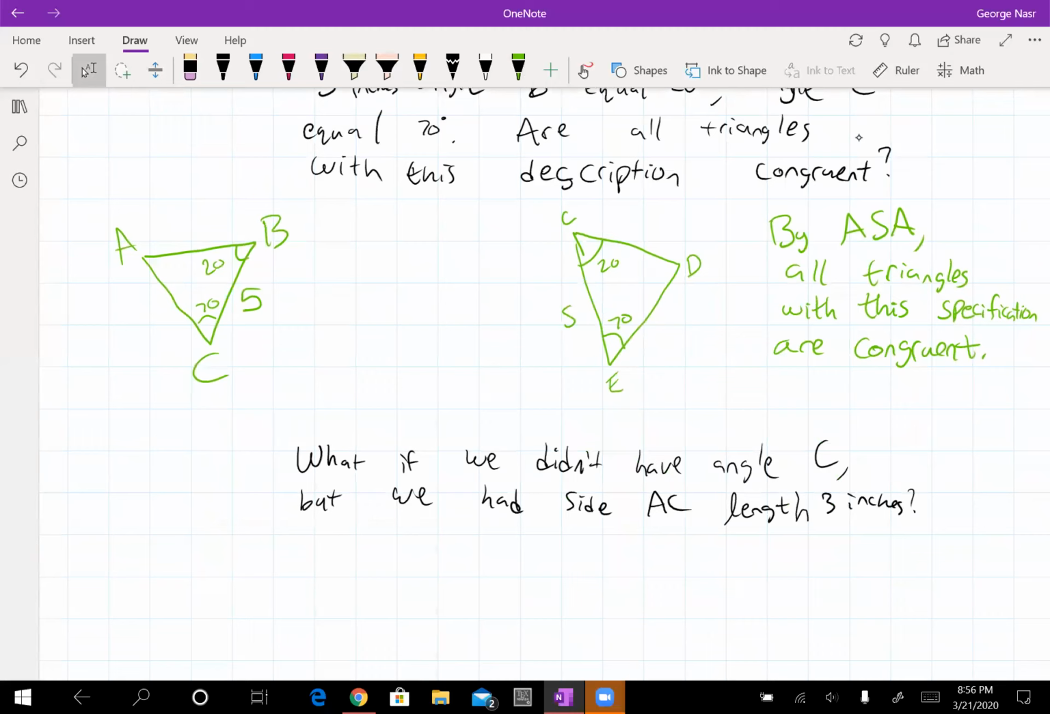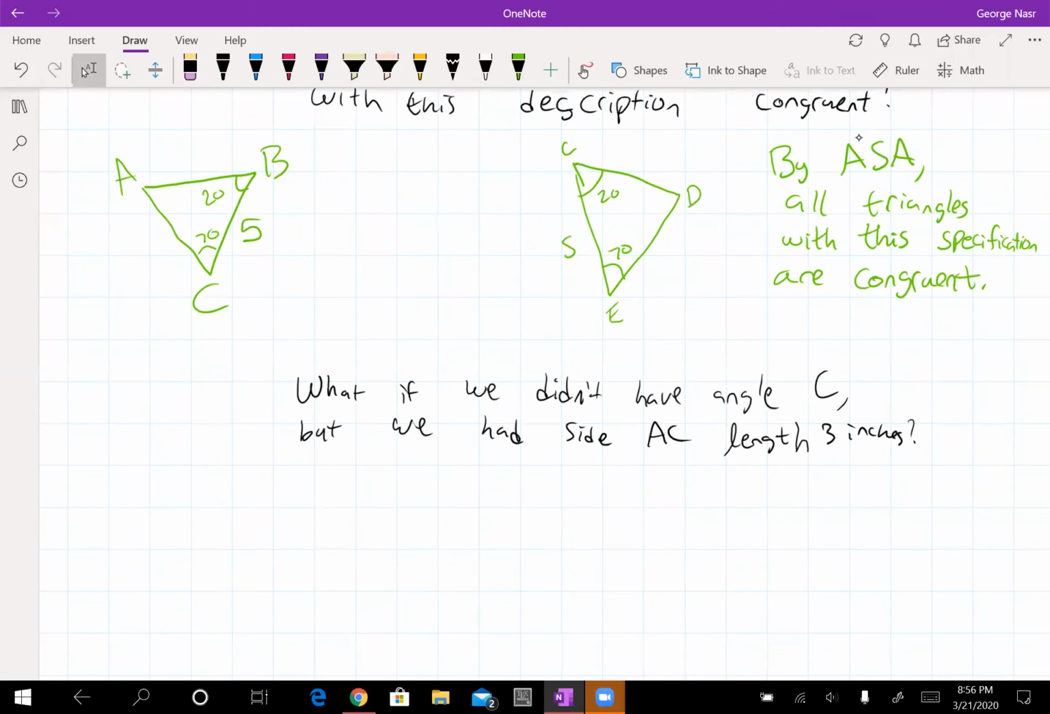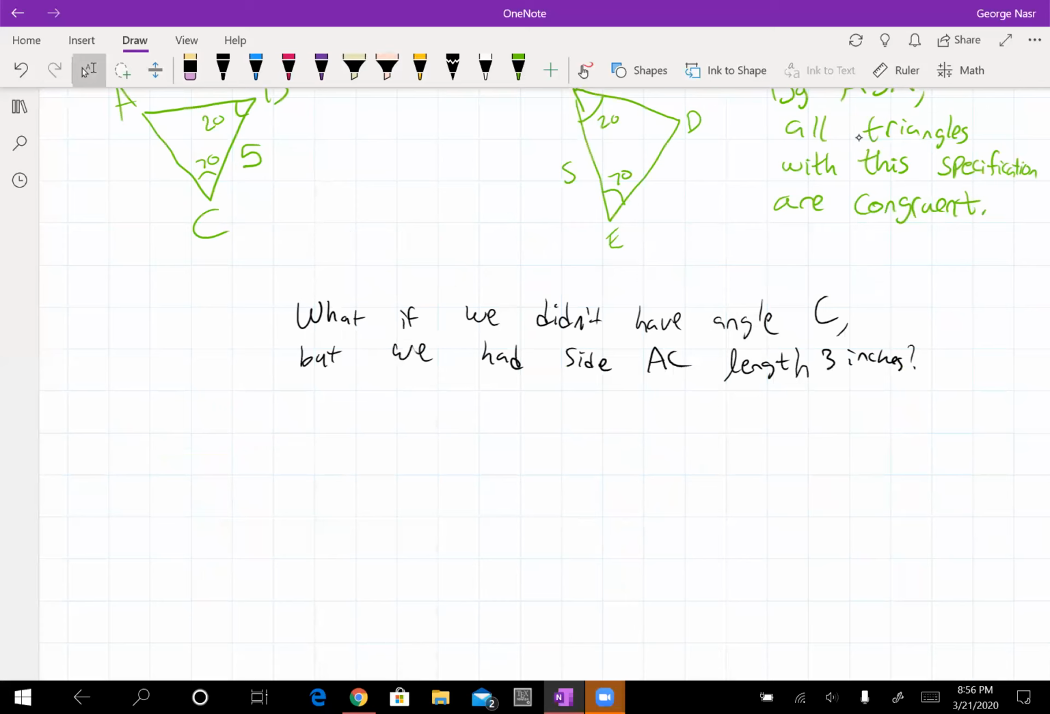All right, what if instead we didn't have angle C, but instead we had side AC length 3? Let me start by drawing a sketch. A, B, C. We still had this 20, we still had this 5, but instead of angle C, we know AC is length 3. Are there multiple triangles with that dimension? Well, let's try using the tools that we have. Can we use side, side, side? Nope, we don't know the third side and we can't find it. We could only find it if this was a right triangle, but maybe it's not.